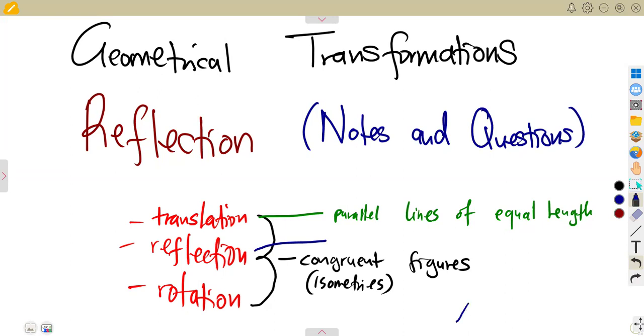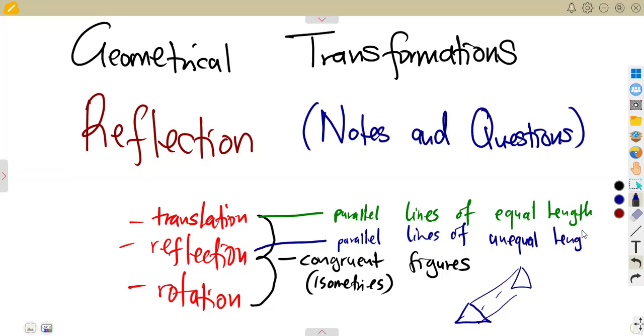Because on a reflection, being congruent as well, when you join the points, you are going to produce parallel lines, which is true. You're going to have parallel lines, but this time they are not of an equal length. So that is how you conclude that this is a reflection. But these lines will be parallel.